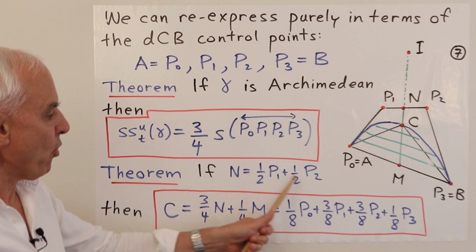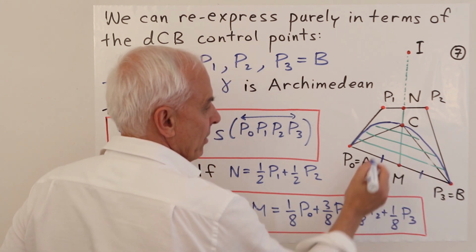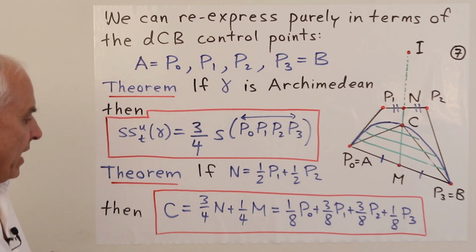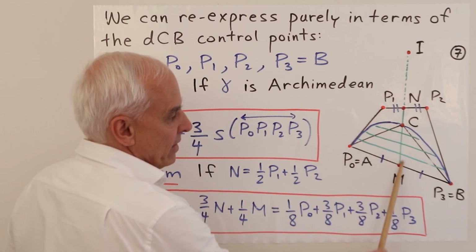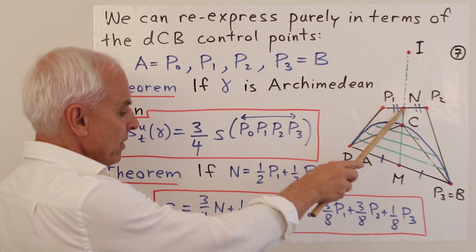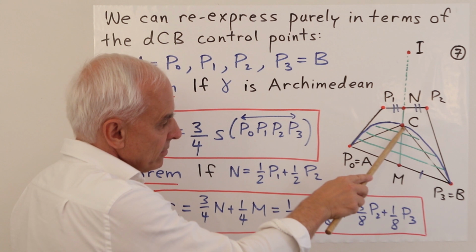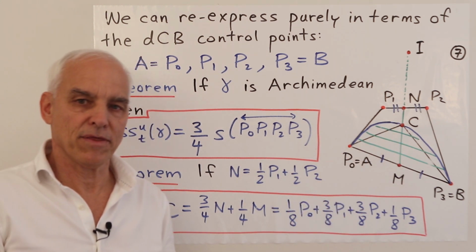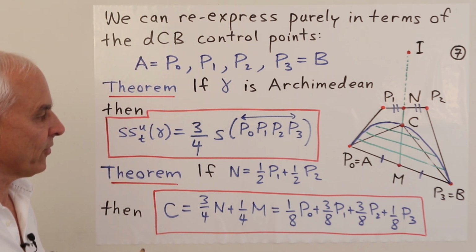So if n is the midpoint of P1 and P2, so m was the midpoint of this segment, and now n is the midpoint of this segment. Then it turns out that this point C is actually on this line between n and m, and is a nice affine combination. It's 3/4 of n plus 1/4 of m. So that means it's in the ratio of 1 to 3. The segment to this segment is in 1 to 3. And so we're connecting with the convex linear combinations that we talked about earlier in the course.